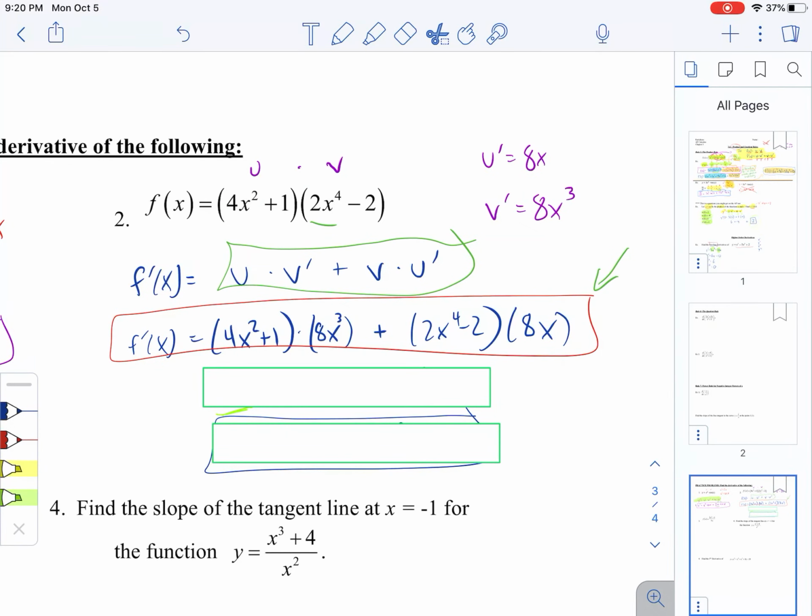And like I said before, technically you could leave that. You have taken the derivative. You have done product rule. You have proved it. Great job.